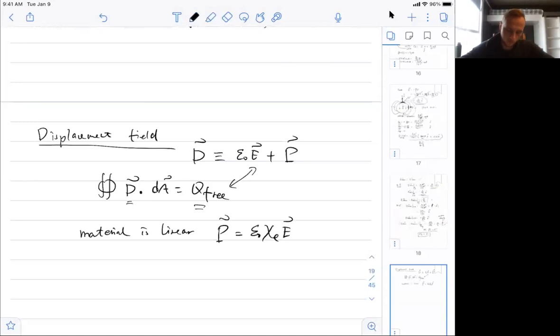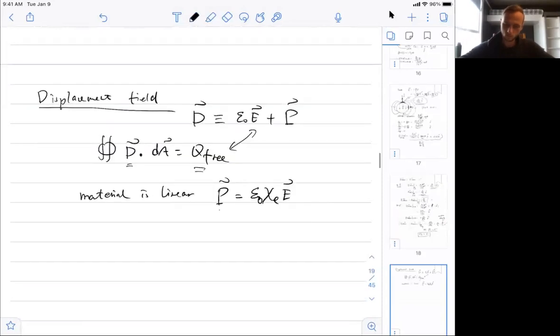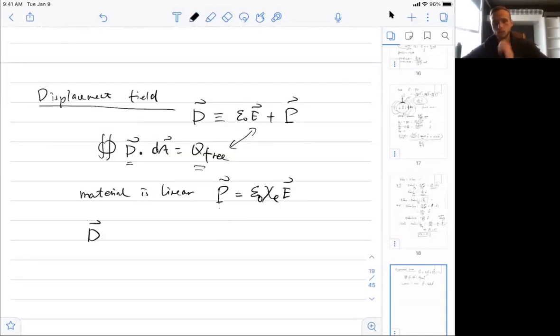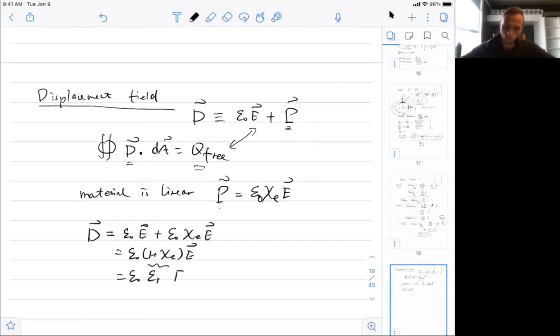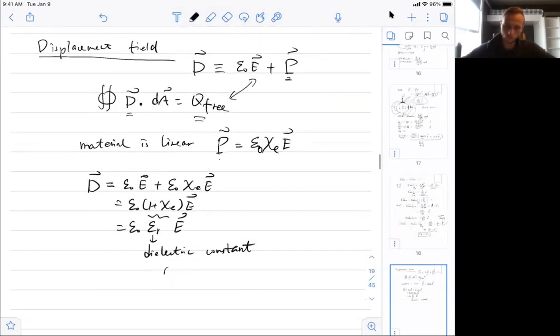So epsilon naught chi times E. P is always in the same direction as your E field. So with that information, given any of these quantities, you can calculate the other. D becomes this plus P. So I'm going to plug this in for my P: epsilon naught times 1 plus chi, and we call this epsilon R, which is the dielectric constant of the material. This one does not have unit.